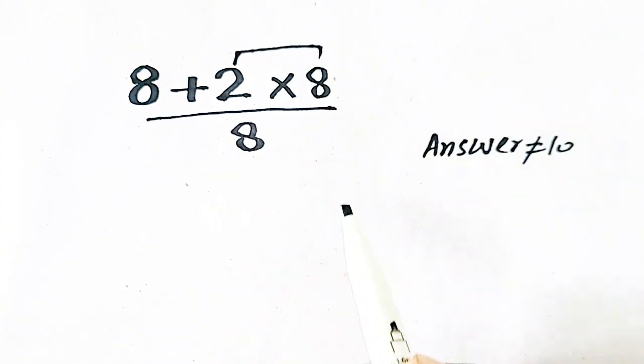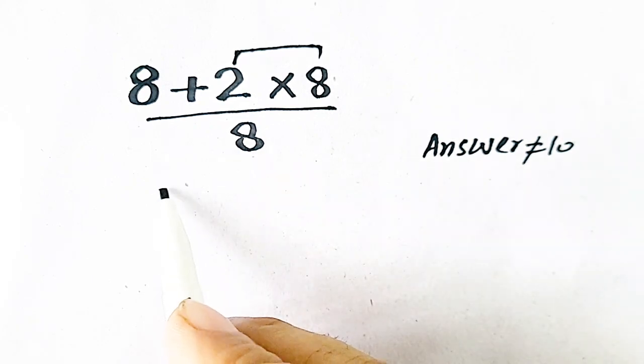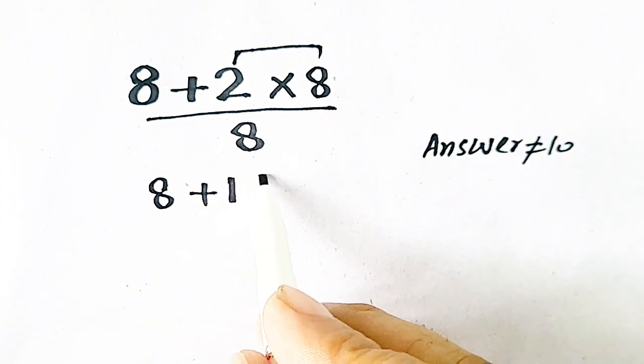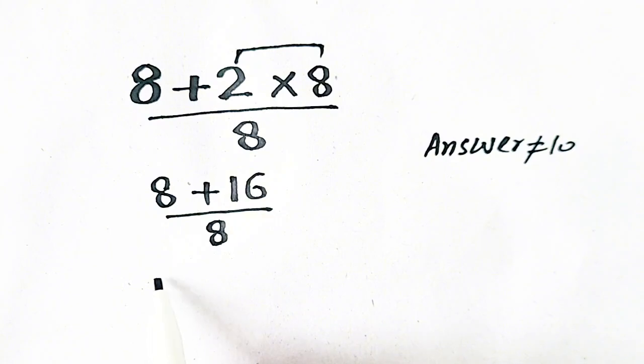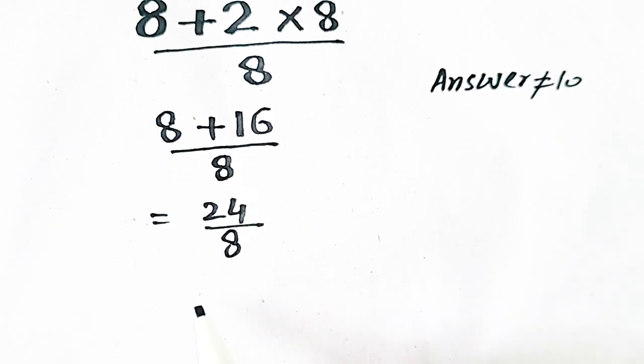First of all, multiplication will be carried out. So it will be 8 plus 2 times 8 will be equal to 16 divided by 8. Now 8 plus 16 will be equal to 24 divided by 8. So if we count the table of 8, it will be 3. Hence, 3 will be our correct answer.